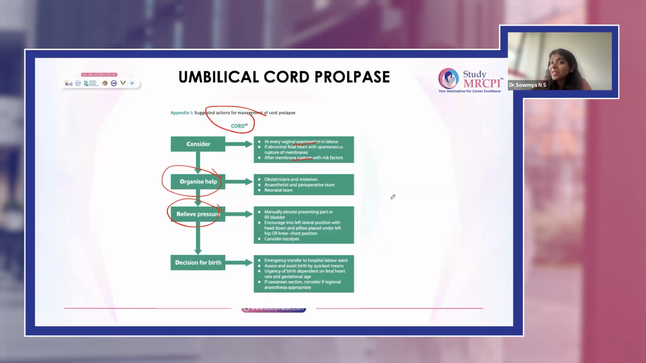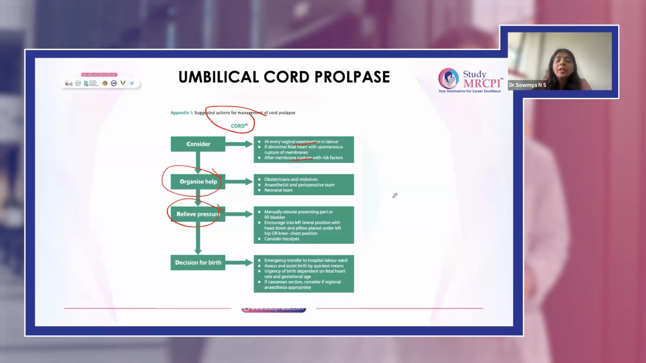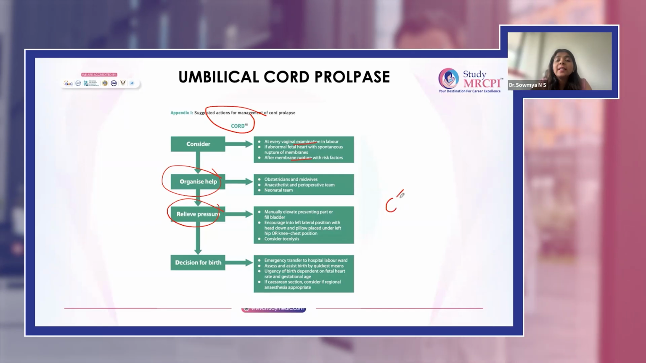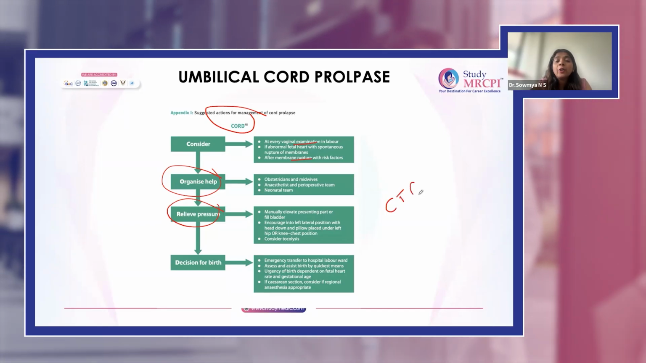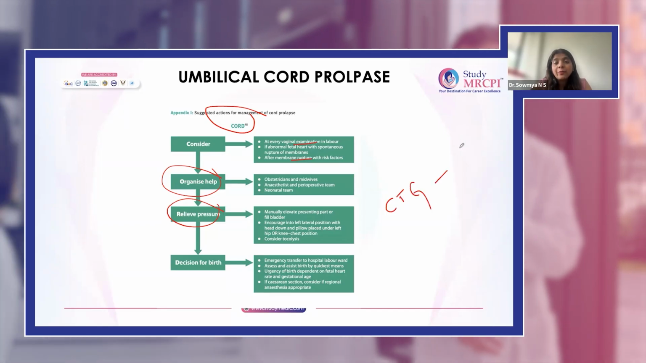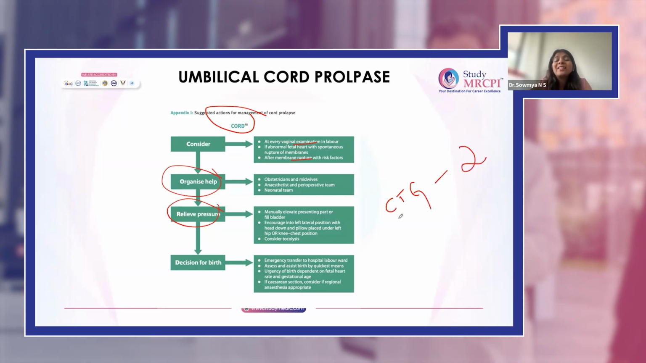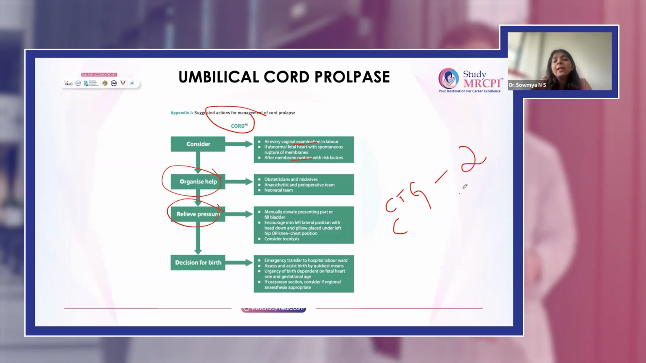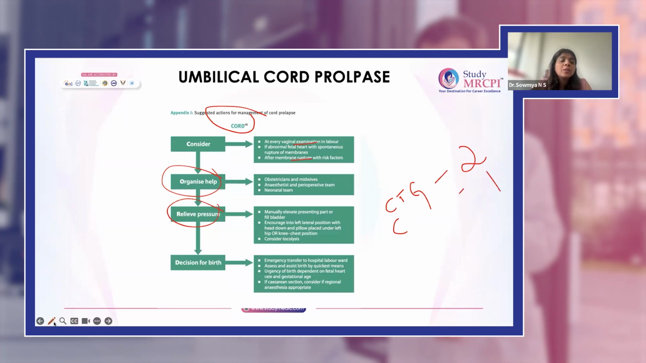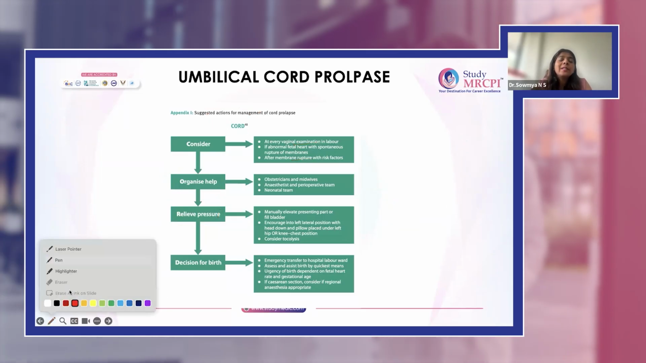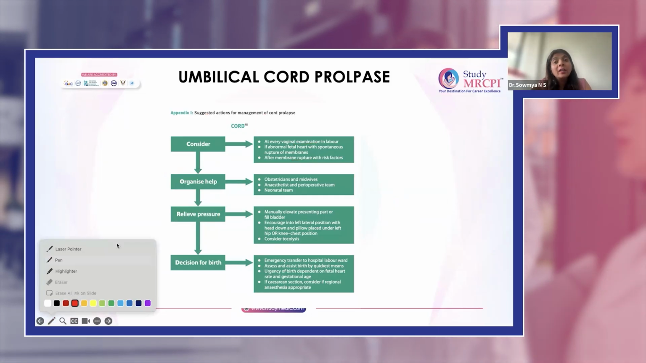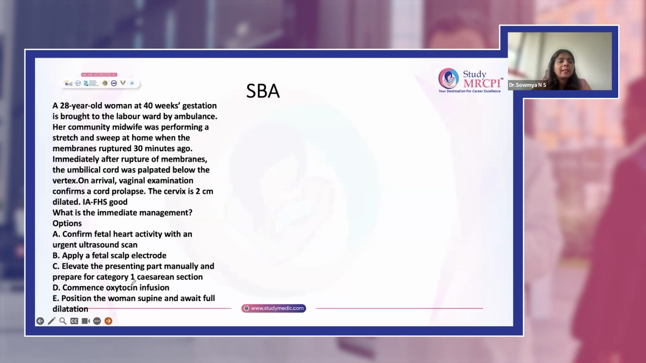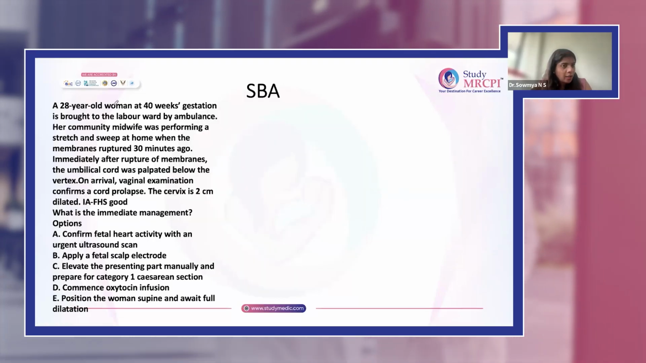See, if at all she is about to deliver, that's a different story. There is a cord prolapse and in early labor, if the CTG is normal with cord prolapse, you take for category 2. But if the CTG is abnormal with cord prolapse, then it would be category 1. Okay, so remember, abnormal CTG with cord prolapse is category 1. Normal CTG with cord prolapse would be category 2. Okay, let's see the next question.